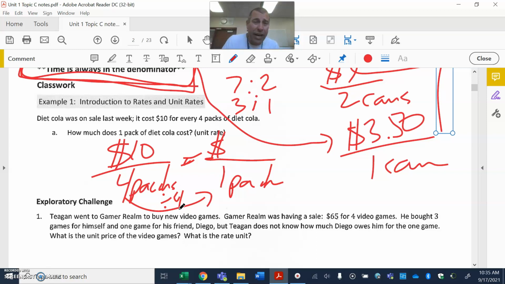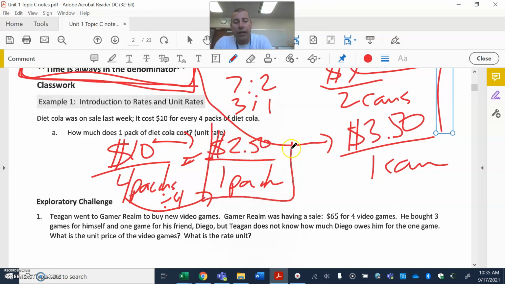So yeah, 4 divided by 4 is 1. So we do 10 divided by 4 up here. We can reach for our calculator. We can do mental math in this situation. All up to you, but you're going to get $2.50. So there it is. There's the unit rate. $2.50 for the 1 pack. Again, it's a unit rate because it's labeled and it's how much for 1. That's what we're after here, people.